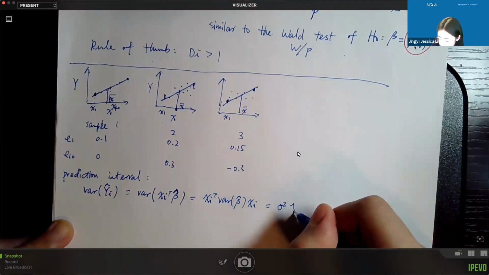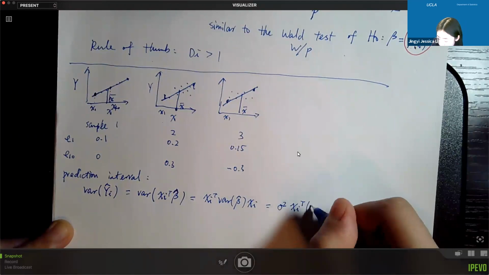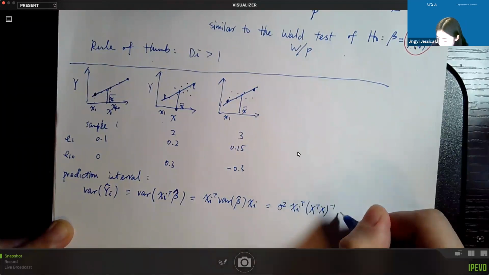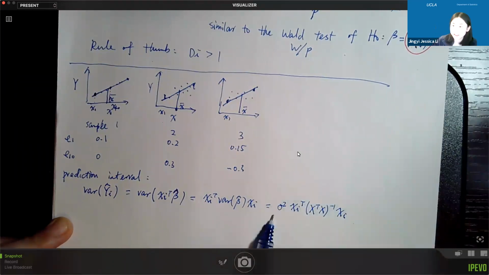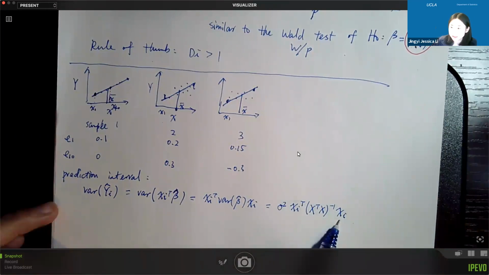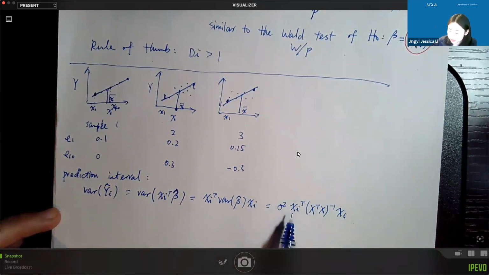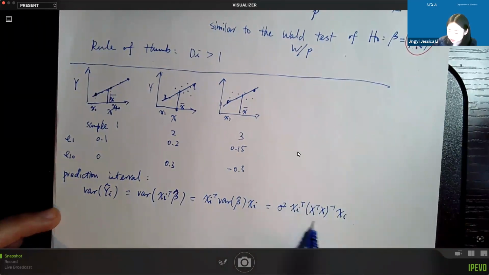But in the middle, you have xi transpose, x transpose x inverse, xi. Okay, so that will be the variance part. So you can imagine, if this xi is farther away from its mean, then this thing, which becomes a scalar, will actually be larger, right? It's essentially just a distance.